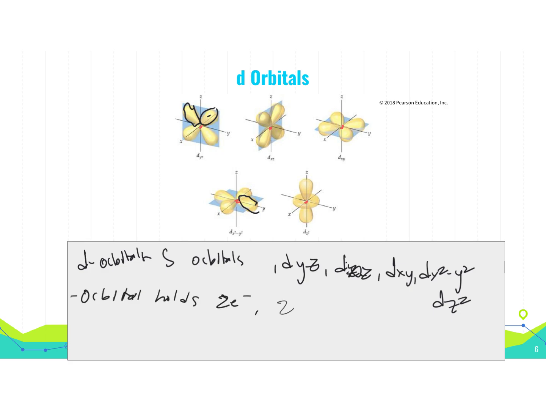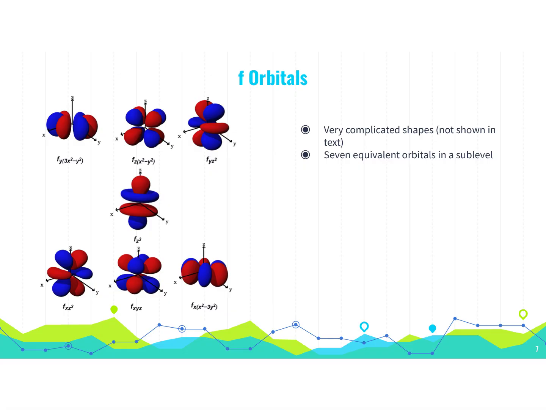And so 2 electrons times 5, the d orbitals hold 10 electrons total. Now finally, the f orbitals are the most complicated of all of them. You're not really expected to know what the shape of these orbitals are just because they're very complicated. But the only thing that I would suggest that you know is, again, each orbital holds 2 electrons.